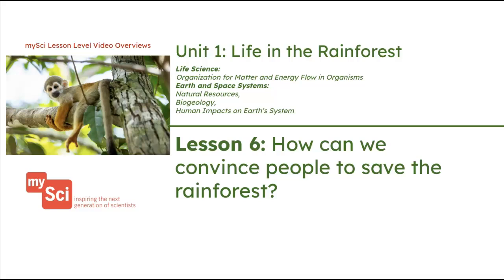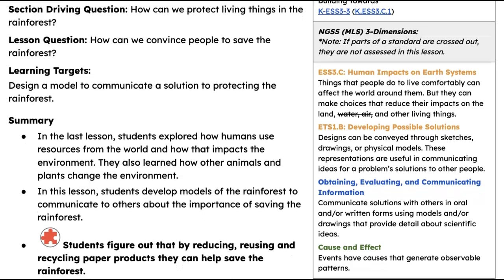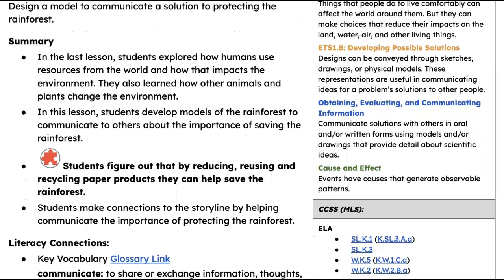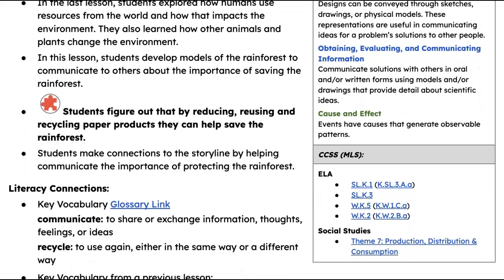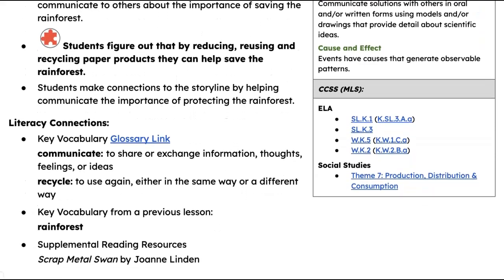Students figure out that by reducing, reusing, and recycling paper products, they can help save the rainforest. Students make connections to the storyline by helping communicate the importance of protecting the rainforest. There are several opportunities for ELA and social studies cross-curricular connections throughout the lesson. You can look for specific standard connections in the Unit 1 teacher guide. This lesson will take approximately 4 to 5 days to complete.